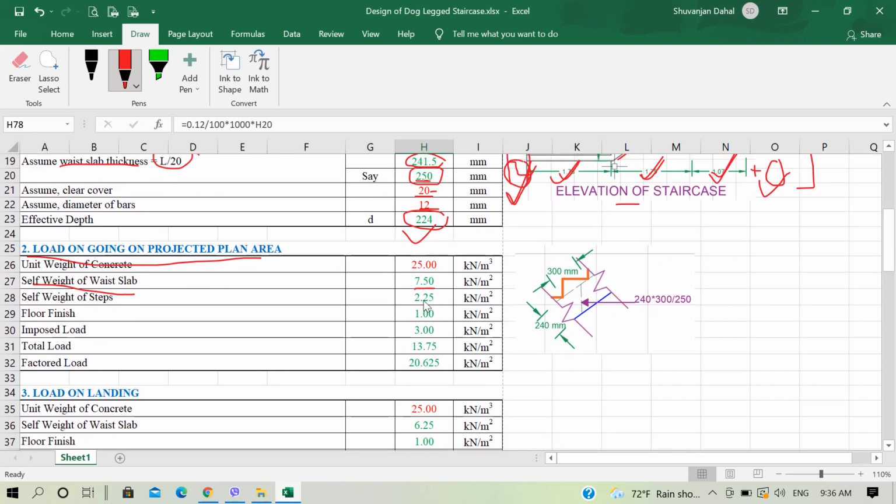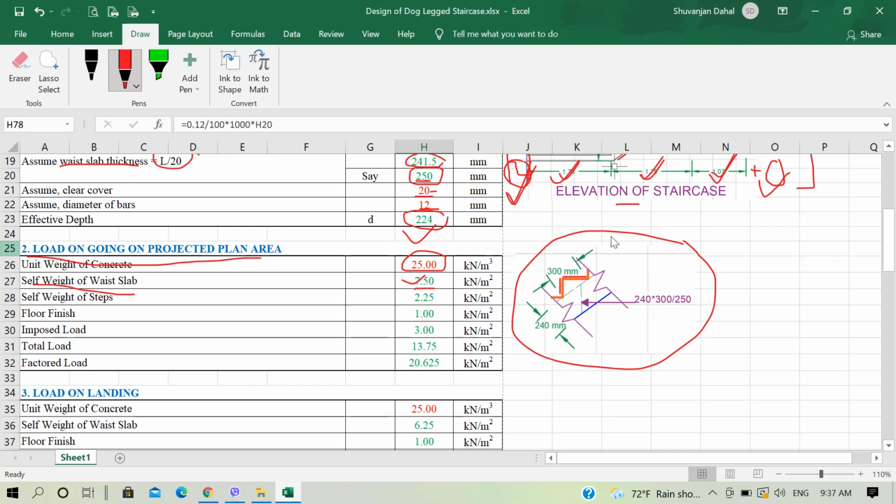So unit weight of concrete we take to be 25 kilonewton per meter cube. Self weight of waist slab. So how do we get this value of self weight of waist slab? Since this is the projected plan area, let's look at the diagram here. We know that this is our tread and its width is 250 mm, and this is our riser and its height is 180 mm.